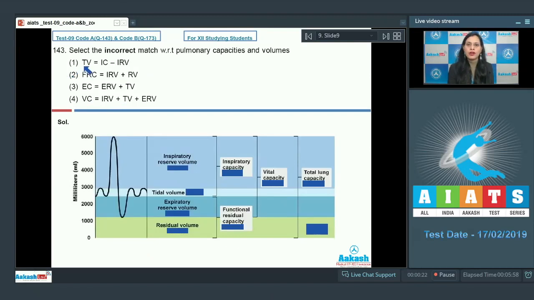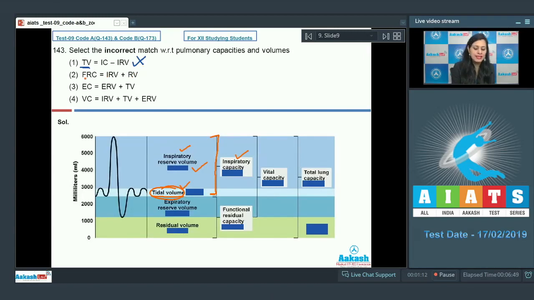Question number 143. Select the incorrect match with respect to pulmonary capacities and volumes. And the very first option given is, TV is equivalent to IC minus IRV. And as it is a correct match, so this cannot be a correct answer to our question because inspiratory capacity is equivalent to inspiratory reserve volume plus tidal volume. So this tidal volume would be equal to inspiratory capacity minus inspiratory reserve volume. So this is a correct match and is an incorrect answer.